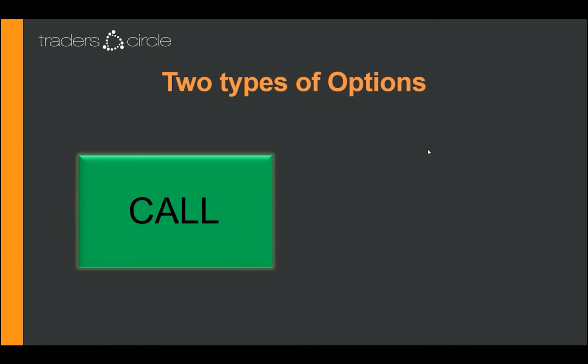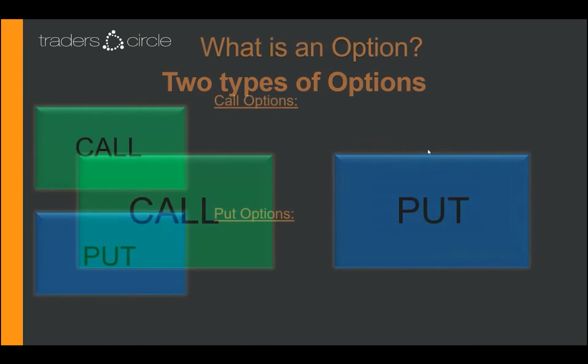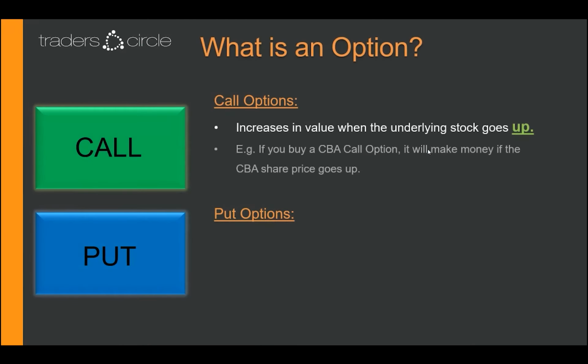Now there's two types of options. There's call options and put options. Right? So all the wizardry that we do with options, all the advanced spread trading that you might have heard before, all the different strategies that trade different market conditions, all come down to buying and selling these two different types of options. Call options increase in value when the underlying stock goes up.